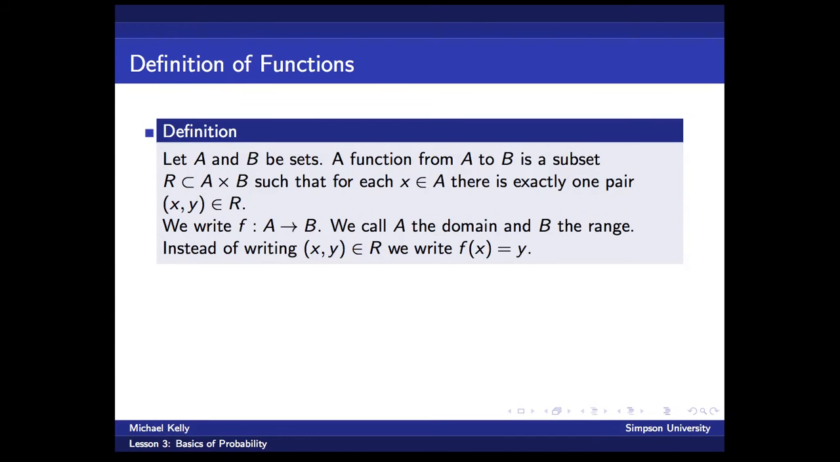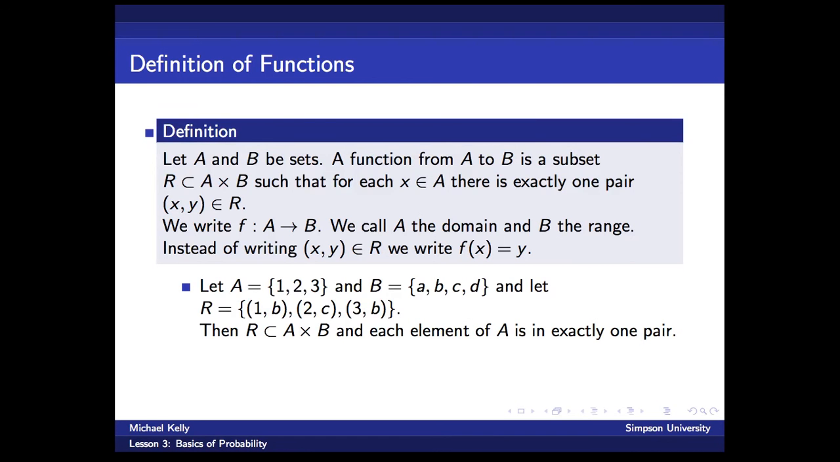We're going to use the definition I teach in discrete math for functions. So let A and B be sets. A function from A to B is a subset of their cross product, such that for each element of A, there's exactly one pair in the subset that has that element. But mathematically, we write f goes from A to B, and that's f colon A arrow B. We call A the domain and B the range of the function, and instead of writing it as sets, as (x, y) is an element of R, we write f of x equals y, or sometimes we say f maps x to y.